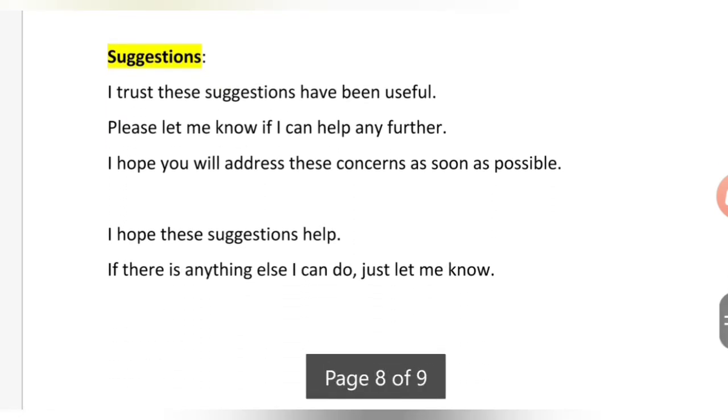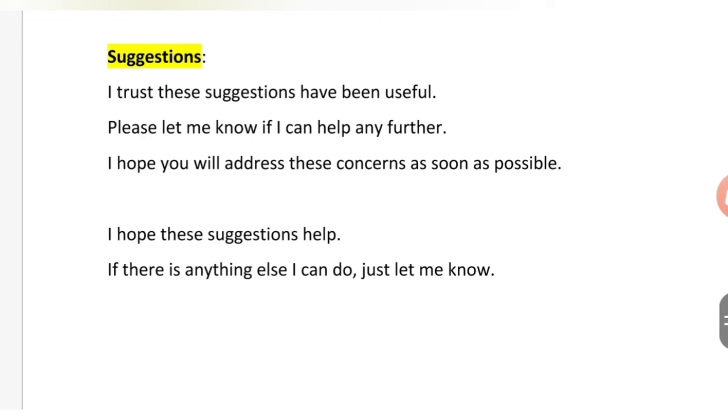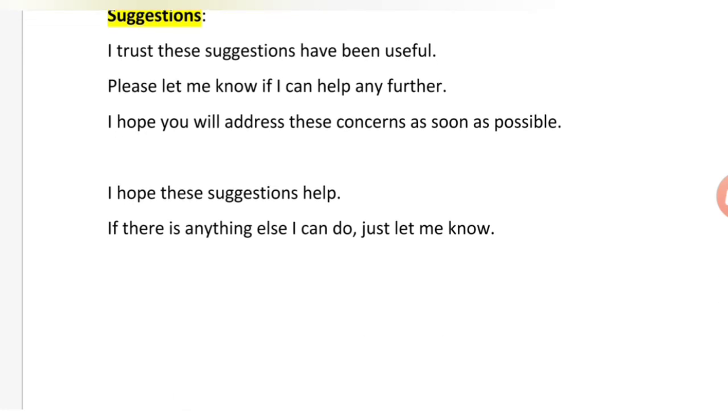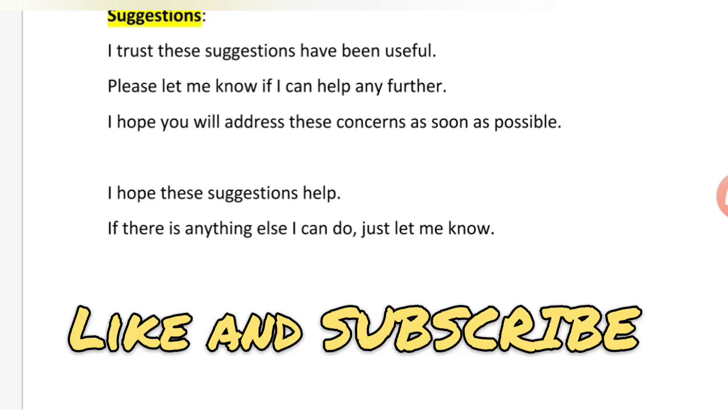Next is for suggestions. I trust these suggestions have been useful. Please let me know if I can help any further. I hope you will address these concerns as soon as possible. Then for informal language: I hope these suggestions help. Simple, short sentences. If there is anything else I can do, just let me know.